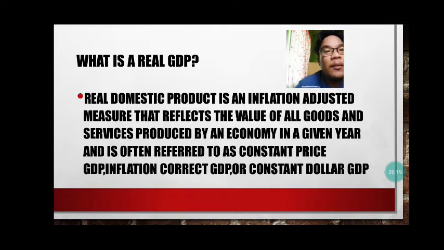or the real domestic product is an inflation adjusted measure that reflects the value of all goods and services produced by an economy in a given year, and is often referred to as constant price GDP, inflation corrected GDP or constant dollar GDP.